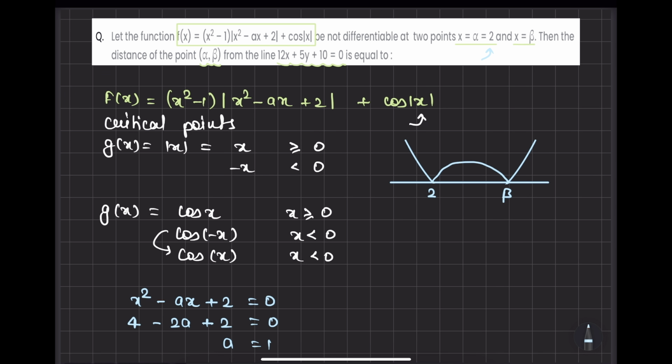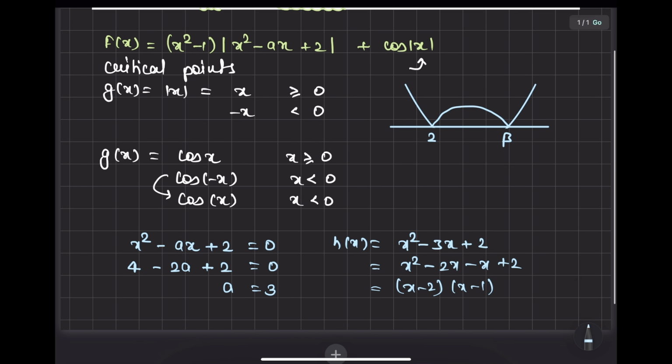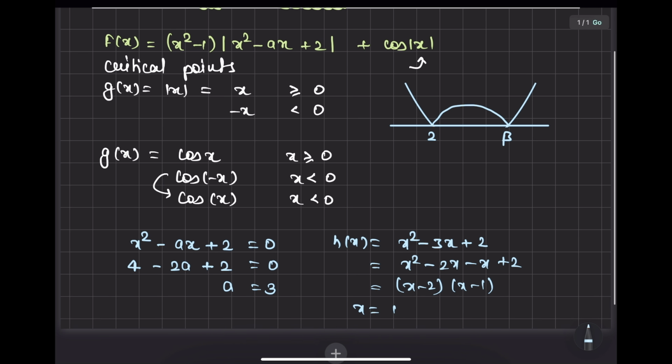So a becomes what? Sorry, it is 6, so a is 3. If a is 3, your function will look like x square minus 3x plus 2. So we get x square minus 2x minus x plus 2, which is x minus 2 times x minus 1. So the critical points are what? 1 and 2. You know that 2 is alpha, so beta will become 1.